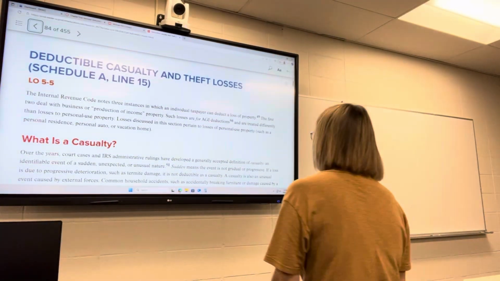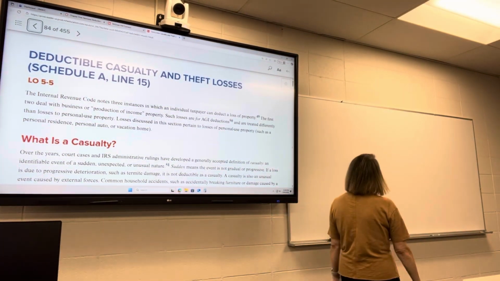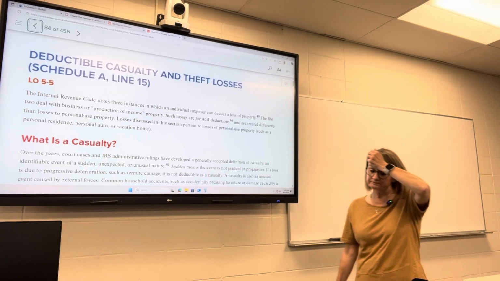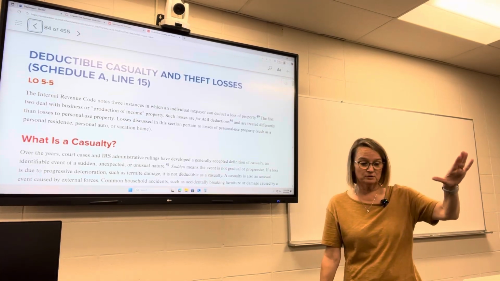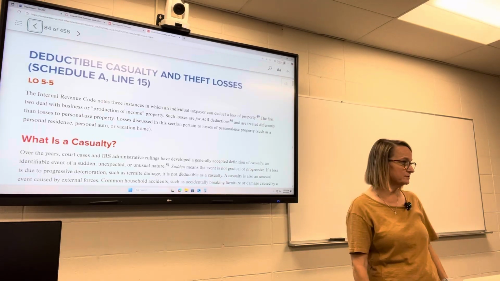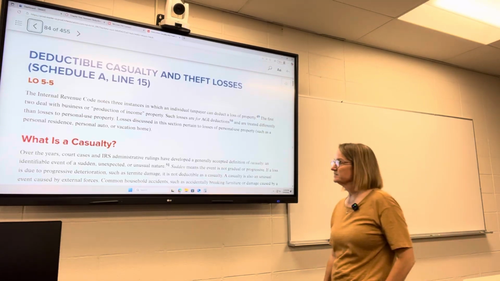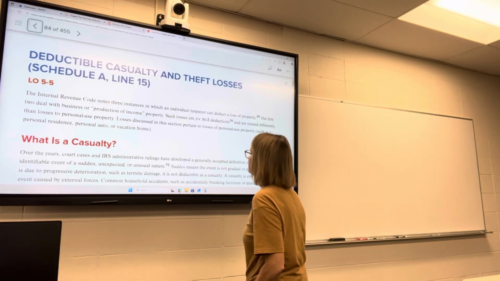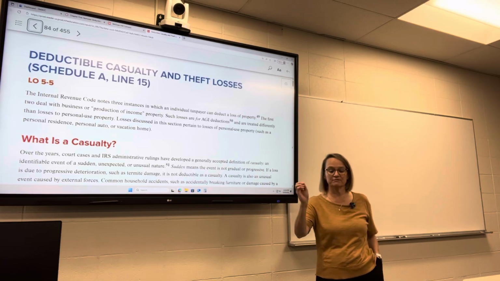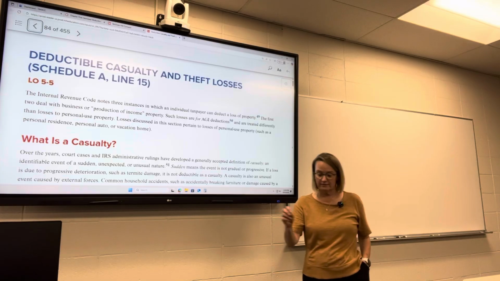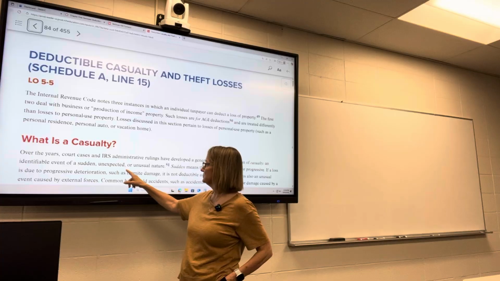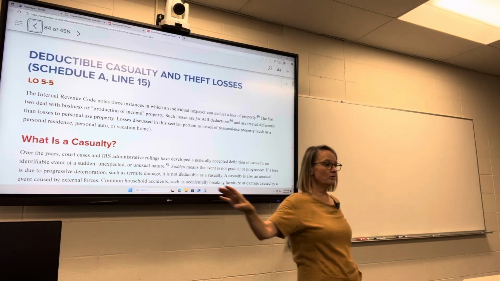Okay, so the last couple of things that we need to talk about in Chapter 5, deductible casualty and theft losses. So what's a casualty? It's when some event occurs that is sudden, unexpected, and unusual in nature.